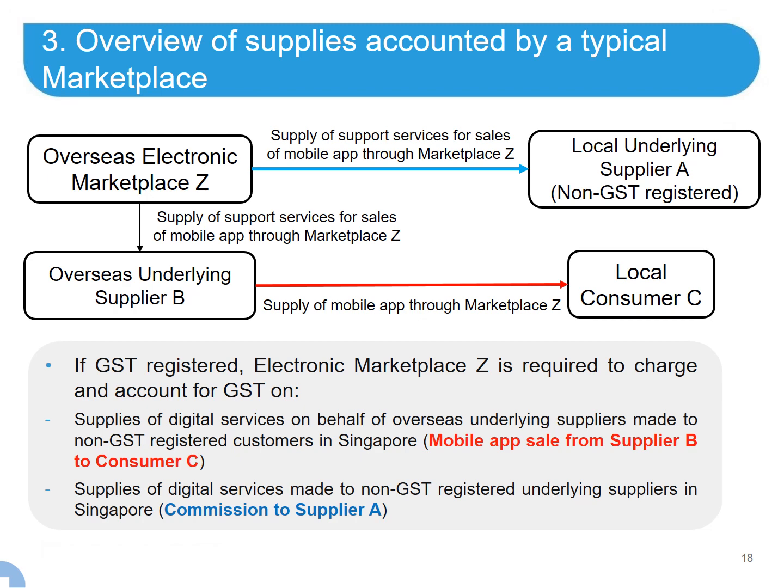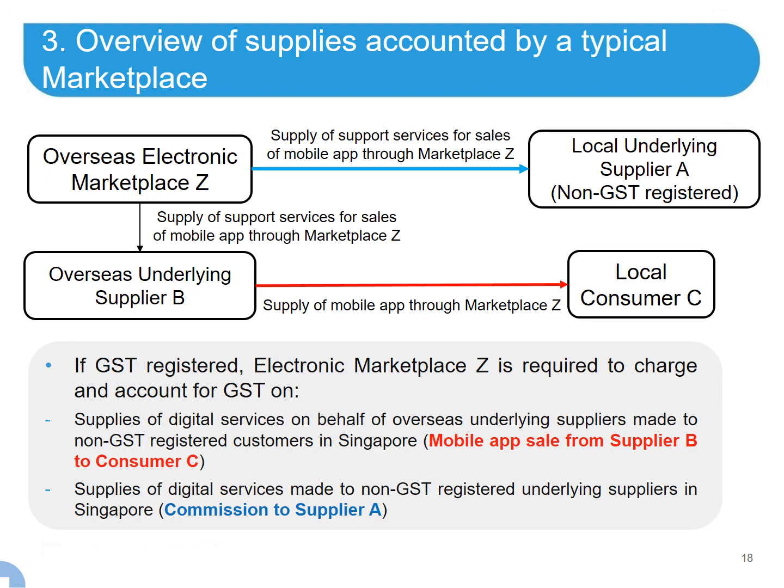Having explained the rules applicable to electronic marketplaces, this slide explains what are the supplies that must be accounted for by a typical marketplace, bearing in mind the scope of digital services under OVR. Overseas Marketplace Z facilitates the sale of mobile apps to consumers C in Singapore on behalf of overseas supplier B and local supplier A. If registered for GST, Electronic Marketplace Z is required to charge and account for GST on the supplies of mobile apps that overseas supplier B makes through the marketplace, which is represented by the supply in red.